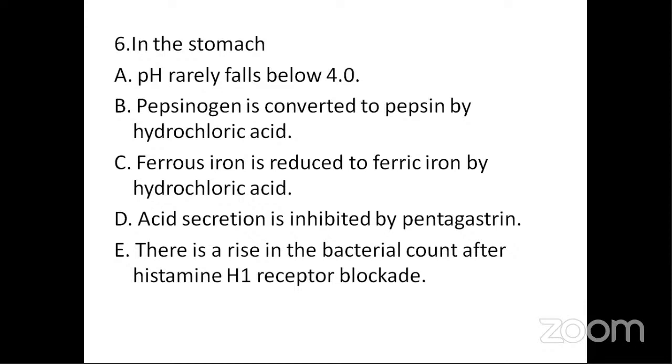Next, pepsinogen is converted to pepsin by hydrochloric acid. It is true, because pepsin is the active proteolytic form of pepsinogen. So it is true. Ferrous ion is reduced to ferric ion by hydrochloric acid in the stomach.